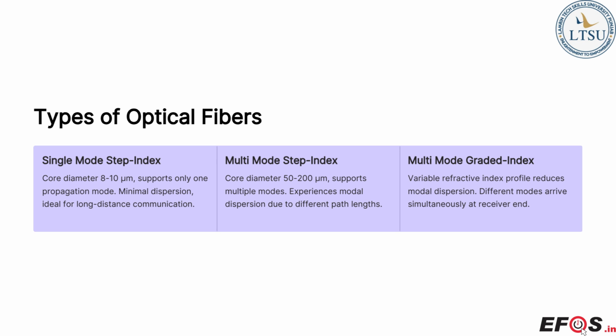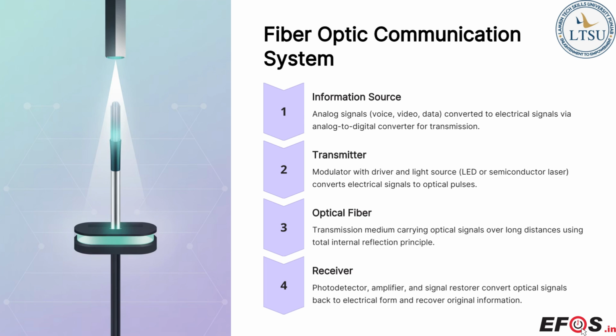3. Multimode graded index. This design addresses modal dispersion by using a variable refractive index profile. The index gradually decreases away from the center of the core, which effectively guides different modes so that they arrive nearly simultaneously at the receiver end, reducing dispersion. A complete fiber optic communication system follows a four-part process.